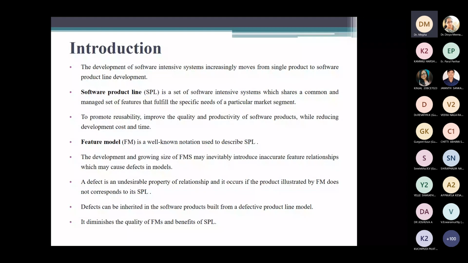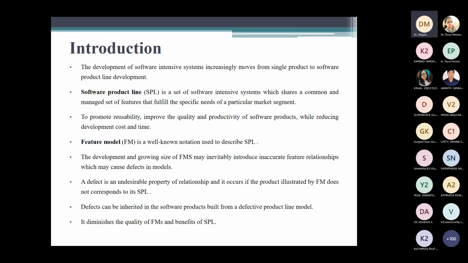Now, there are benefits associated with software product line. For example, it promotes reusability. Reusability is an important aspect in the industrial domain because nobody wants to start making the product from scratch, so it is of utmost importance. It improves the quality and the productivity of the software products. At the same time, it reduces the development cost as well as time to market. For example, Microsoft offers some well-known product lines: Microsoft Office, Windows, Visual Studio, and Skype.